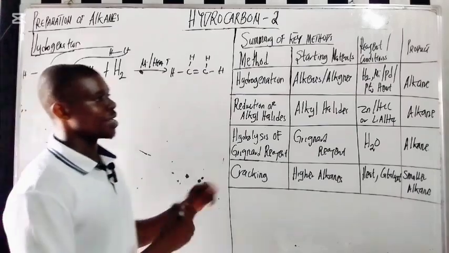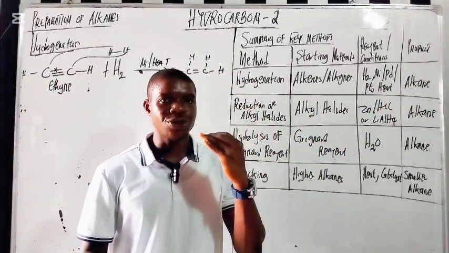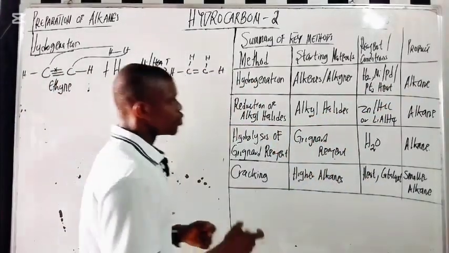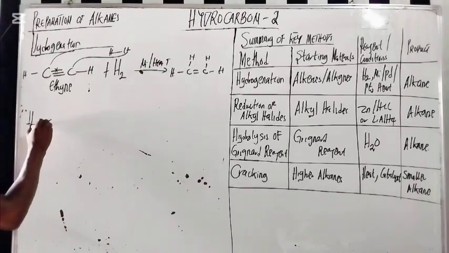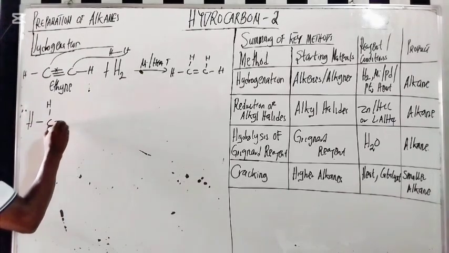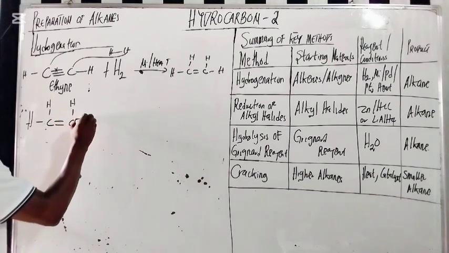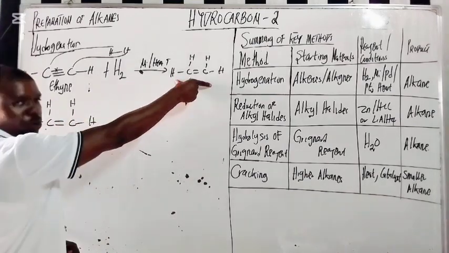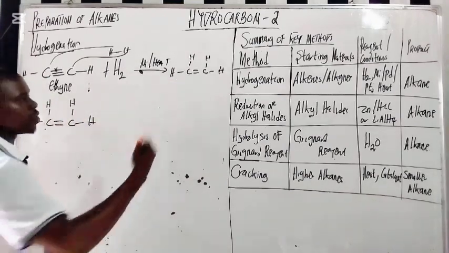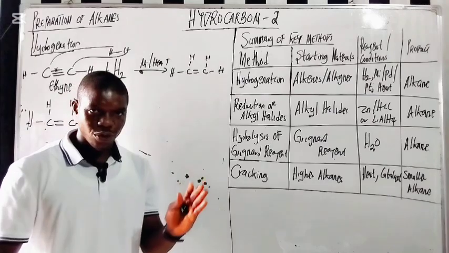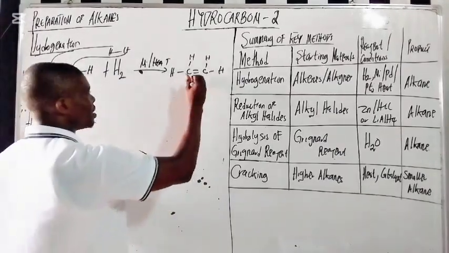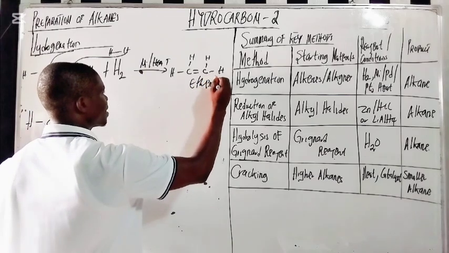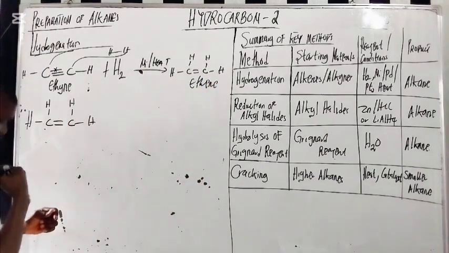But it doesn't convert to an alkane, because the goal is to get to the alkane, so you cannot carry this one here. You have hydrogen, carbon, hydrogen, double bond, hydrogen. It is not an alkane because alkanes have single bonds. Here is an alkene. So ethyne turns to ethene, right?